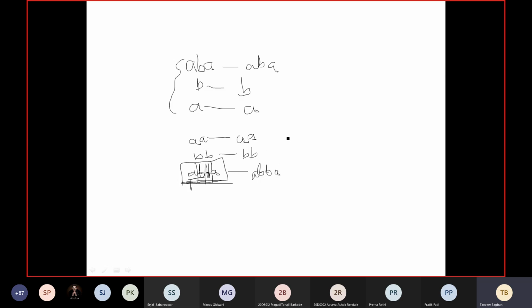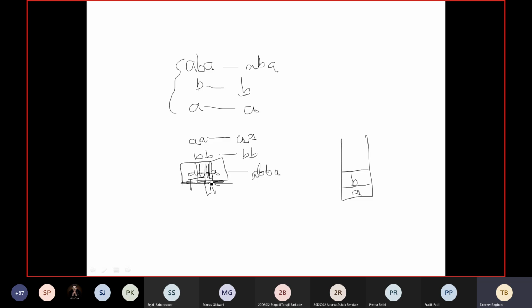When you read A, push it onto the stack. So A is pushed onto the stack. Then B is also pushed onto the stack. After pushing AB onto the stack, you read the second half of the string. The first character of the second half is B. When you read B, compare B with the top of the stack. This B is the same as the top of the stack.